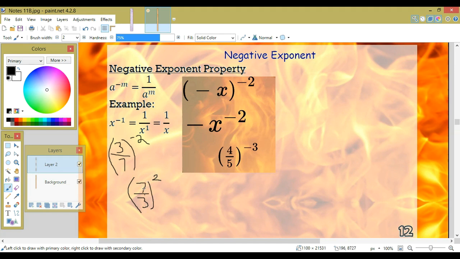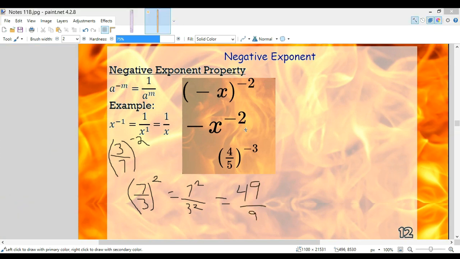Distribute that 2 into each base. 7 squared over 3 squared. And they could have the answer like this, or they could also have 49 over 9. Try these, and then we'll go over them together in class.